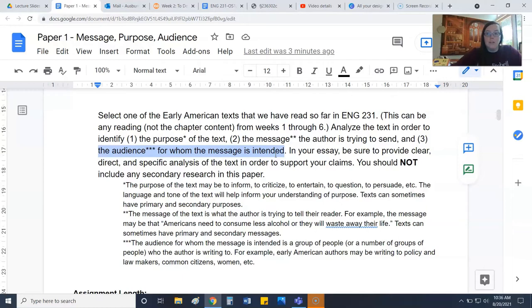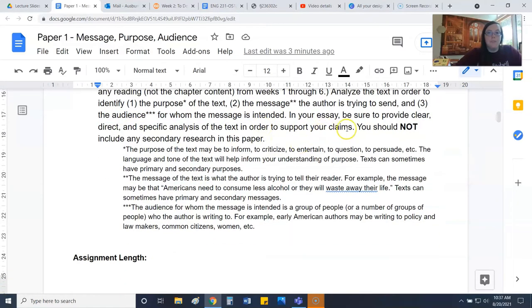So if you say, well, the audience is settlers in Virginia, well, how do you know that that's the audience? You have to look at the text, quote from the text, and explain your thinking within your paper. So this is really very much a literary analysis paper. Please do not include any secondary research. I want your thinking and your understanding to come from you.